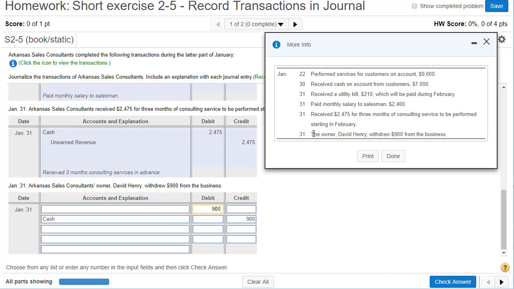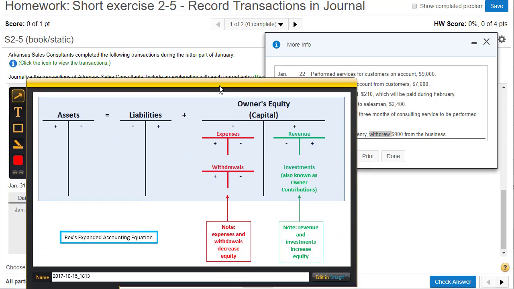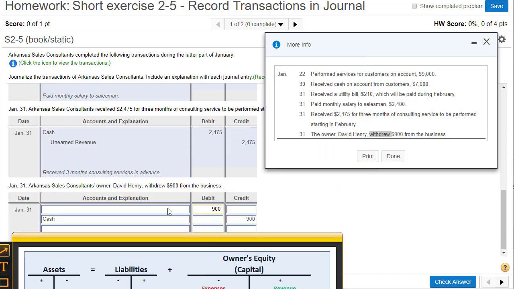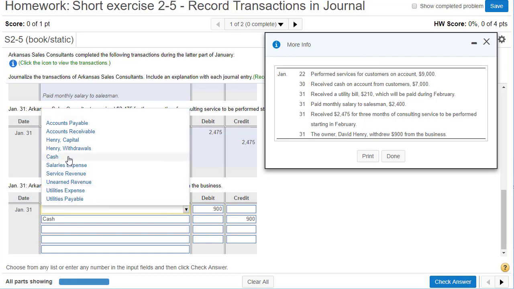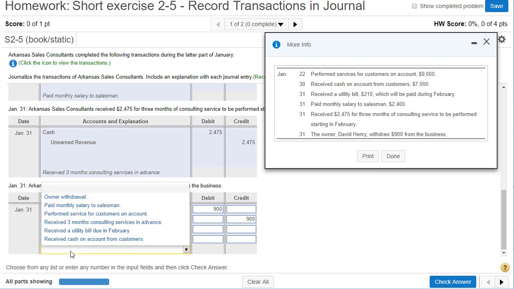So why did the owner take money out? It's for a withdrawal, which means by definition the owner is taking money out of the business to spend on himself. So these are withdrawals. So does the company have more withdrawals or less withdrawals? It has more withdrawals. So that's why withdrawals are going to be debited. So Henry, comma, withdrawals is the name of the withdrawal account. And then we're just going to say owner withdrawal.